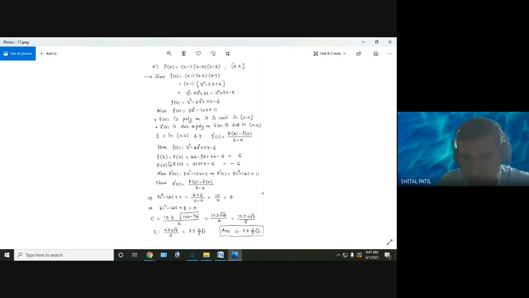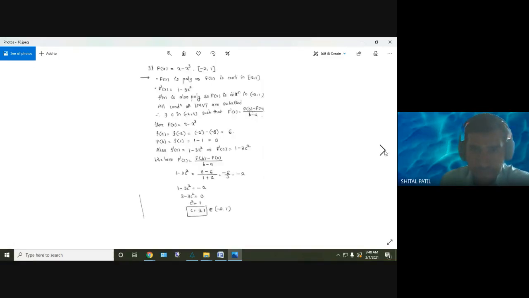Considering this as f of x, f of b, that is f of 4, is obtained as 6. F of a, that is f of 0, is obtained as minus 6. Then f dash of c is 3c square minus 12c plus 11. All these values are substituted over here. So we have 3c square minus 12c plus 11 equal to 3. Then we get the quadratic equation 3c square minus 12c plus 8 equal to 0. Then it is solved to get the value of c.